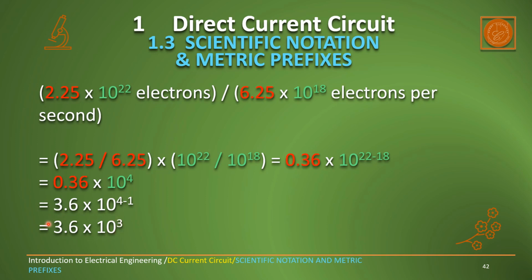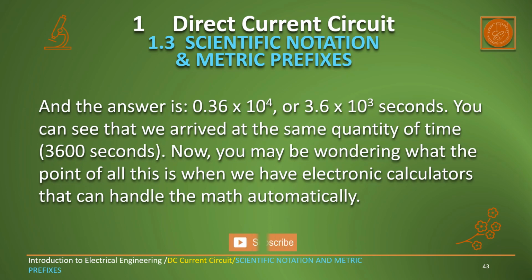This is exactly the same as 1 hour. This means 3,600 seconds, because the unit for this one is second. And the answer is 0.36 times 10 power 4, or 3.6 times 10 power 3 seconds. You can see that we arrived at the same quantity of time. It's 3,600 seconds.